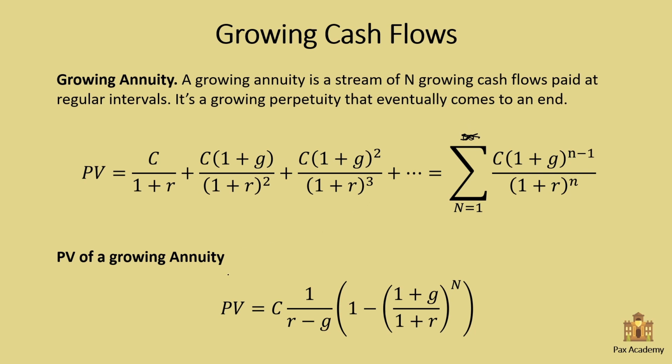And so the formula for the present value of a growing annuity is the following. It's the cash flow times 1 over R minus G, open brackets 1 minus, and then the growth rate over the interest rate to the power of n periods, because this is an annuity. So this is the formula that you need to remember, which is crucial.